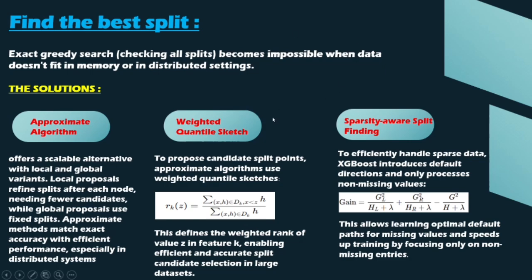So these are the three alternatives to the exact greedy algorithm in XGBoost. First, the approximate algorithm. It accelerates split finding for large-scale data in not-in-memory scenarios. Second, the weighted quantile sketch. It enables the approximate algorithm to handle weighted data. Third, sparsity-aware split finding. It optimizes split evaluation for sparse data.